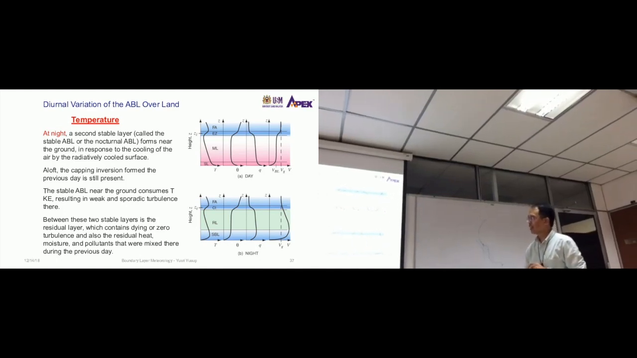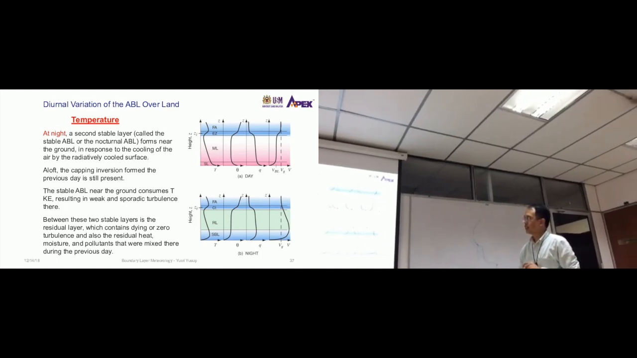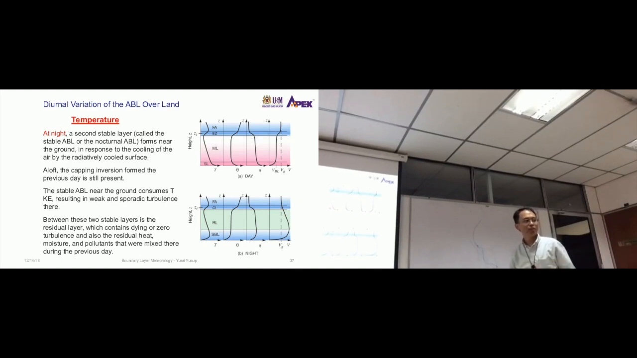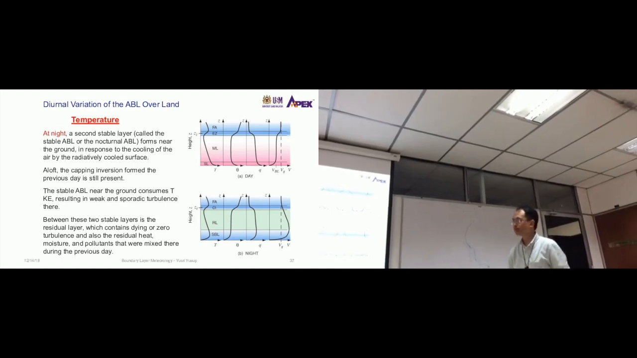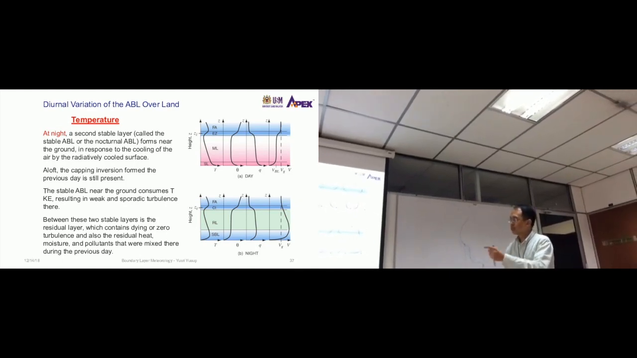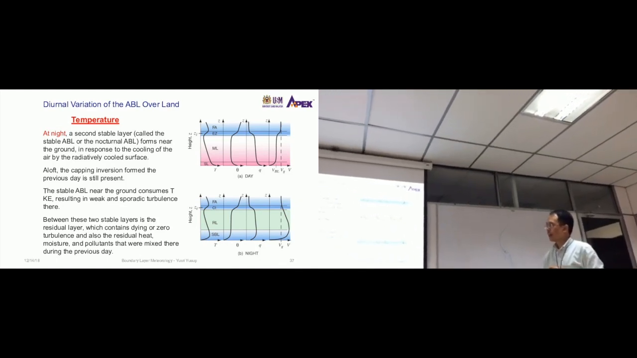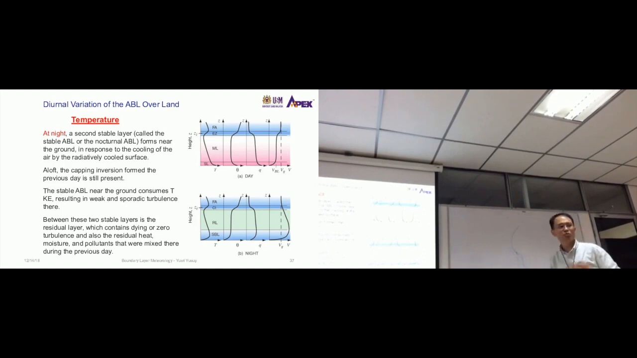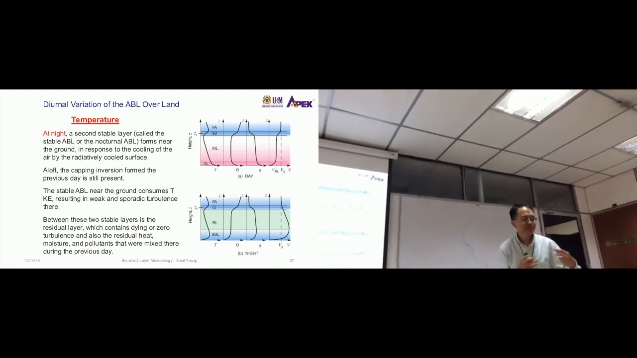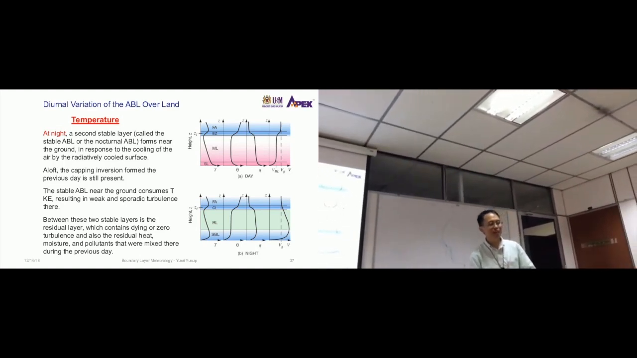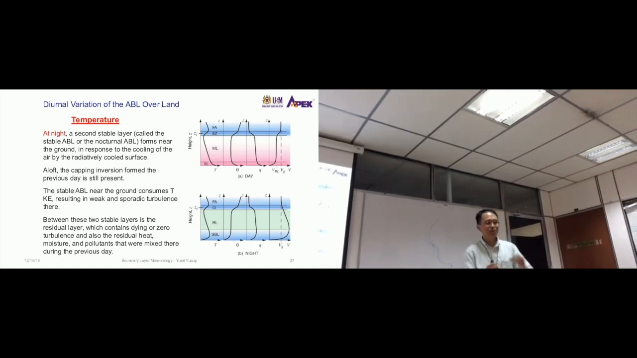The stable boundary layer near the ground consumes TKE. TKE stands for turbulent kinetic energy. That means turbulence. The stable boundary layer suppresses turbulence, resulting in weak and sporadic turbulence there. Sporadic means once in a while. It happens and then it stops happening for some time and then suddenly it happens again. So turbulence is there, but it doesn't happen so often.